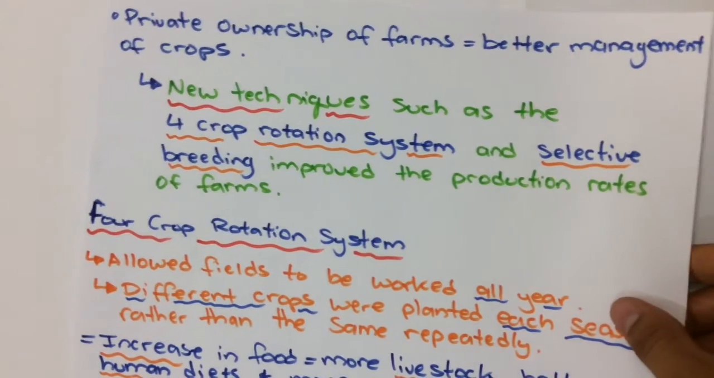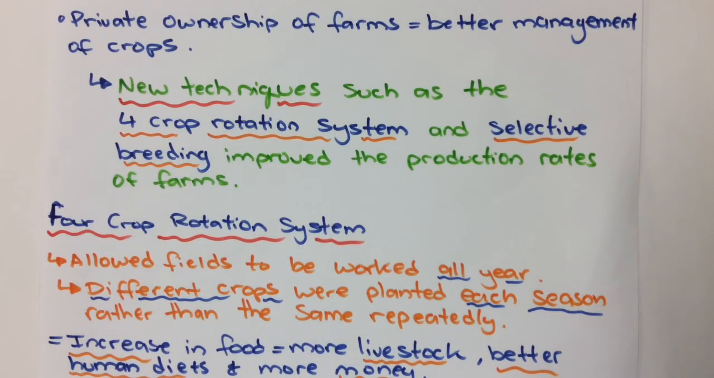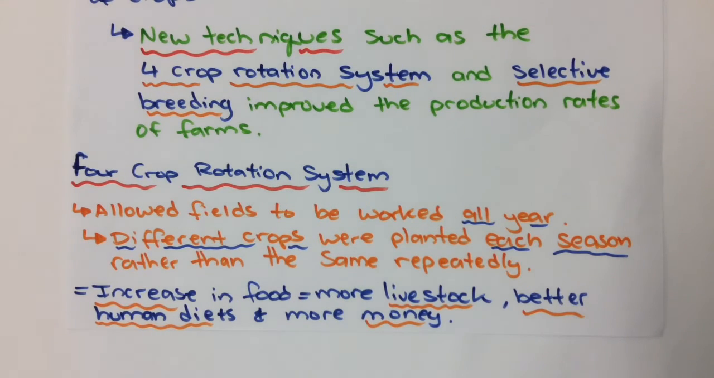That private ownership of farms meant better management of crops. New techniques such as the 4-crop rotation system and selective breeding improved production rates on farms. The 4-crop rotation system allowed for fields to be worked all year round. It meant that different crops were planted each season rather than the same crop repeatedly. That meant that the soil was more productive and also provided greater yields of crops and more variety.